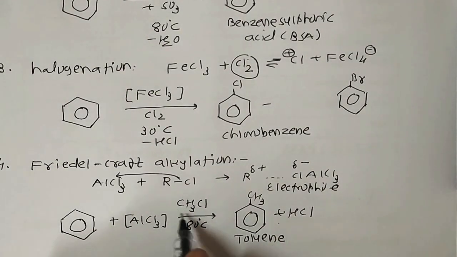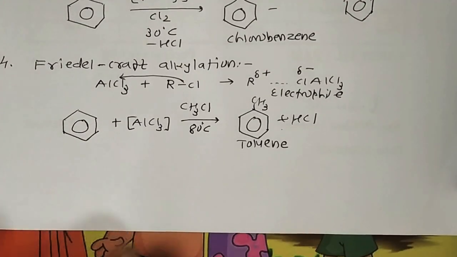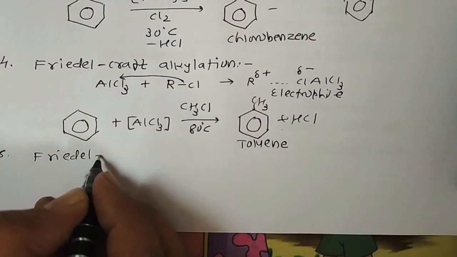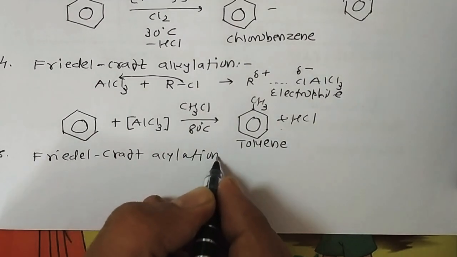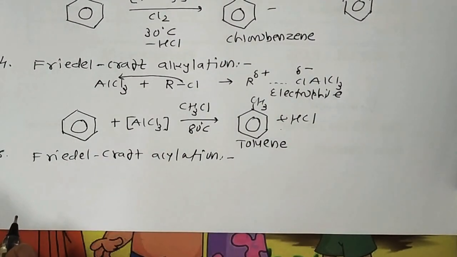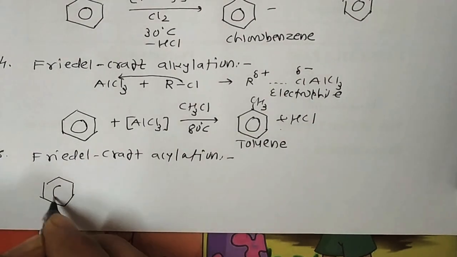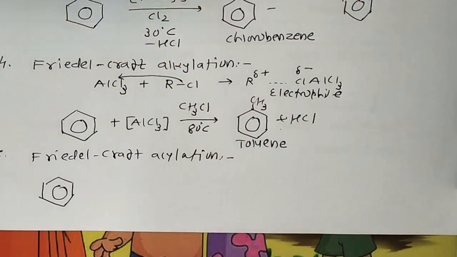If in place of methyl chloride we take ethyl chloride, we get the product ethyl benzene. So this is about the Friedel-Crafts alkylation. Now the next one is the Friedel-Crafts acylation. What is the meaning of Friedel-Crafts acylation? In this case we take, for example, benzene, and in the same way anhydrous AlCl3 is used.